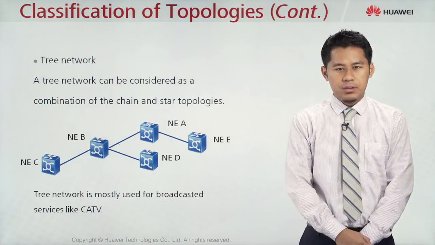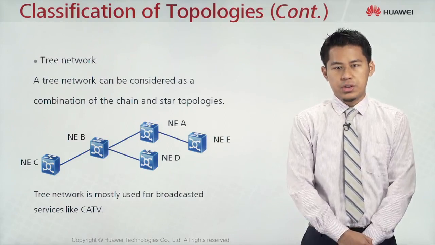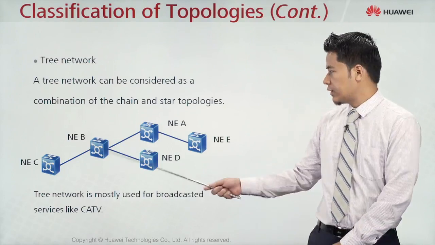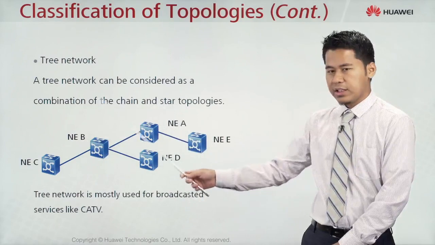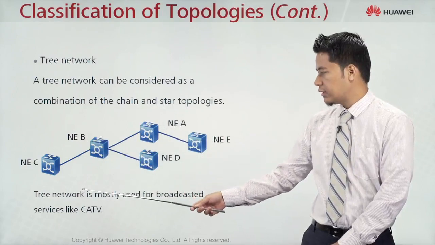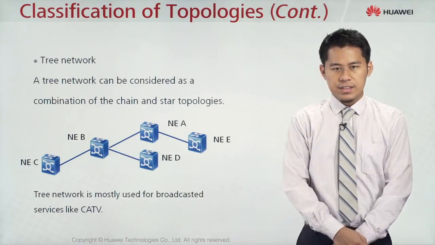The next type of topology will be the tree network topology. As you can see here, this is an example of it. The tree topology, most of the time, is a combination of a chain and a star topology. This is how we call it a chain topology, and most of the time we combine it with the star topology. As you can see here, this is a tree network. Mostly it is used for broadcast services like CATV.